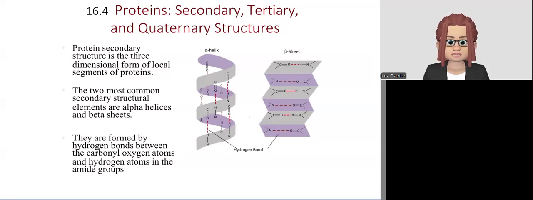On the other hand, beta pleated sheets are going to be structures that are formed also via the same type of attractive force. And what gives the difference between forming an alpha helix or a beta pleated sheet is going to be the sequence of amino acids that are present in the protein, and they may have propensities to form an alpha helix or a beta pleated sheet.